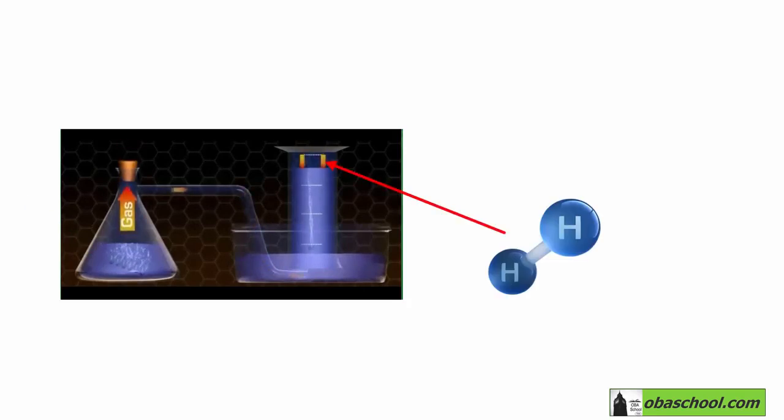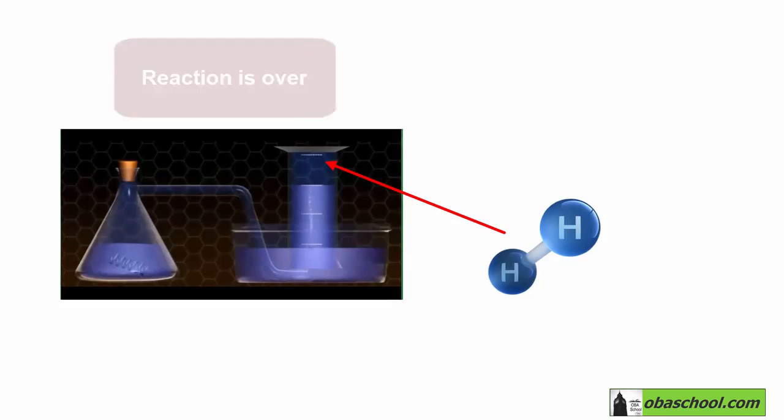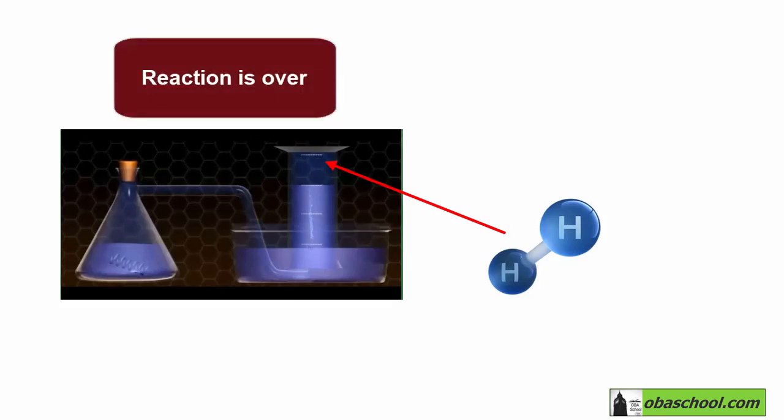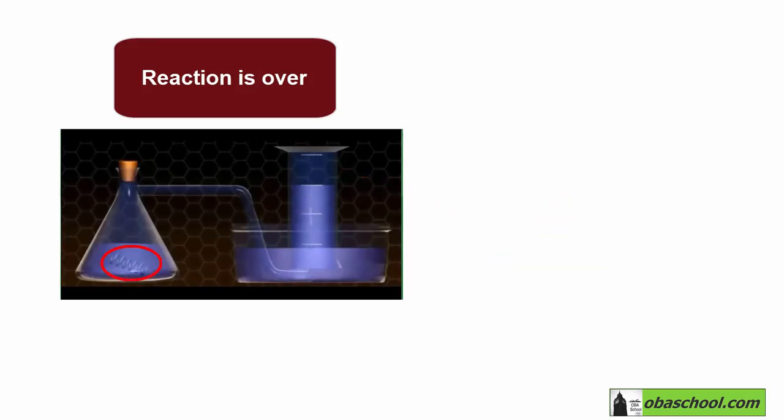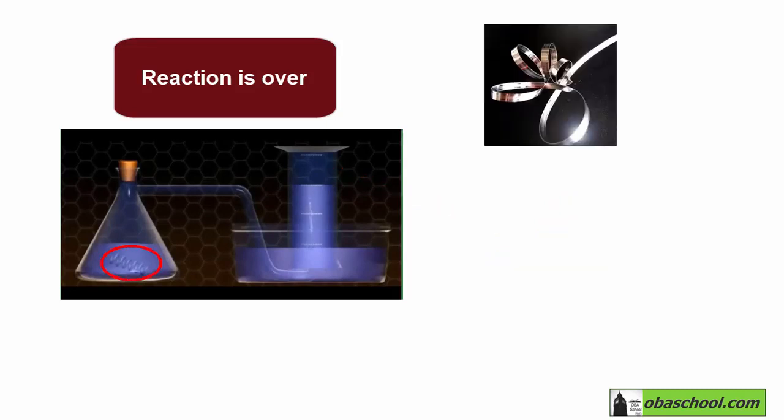When this reaction stops, so when no more bubbles of gas appear and when the volume of the gas produced over here remains unchanged, this means that the reaction is over. However, we can see that there's still magnesium ribbon. So the magnesium in this case is in excess.